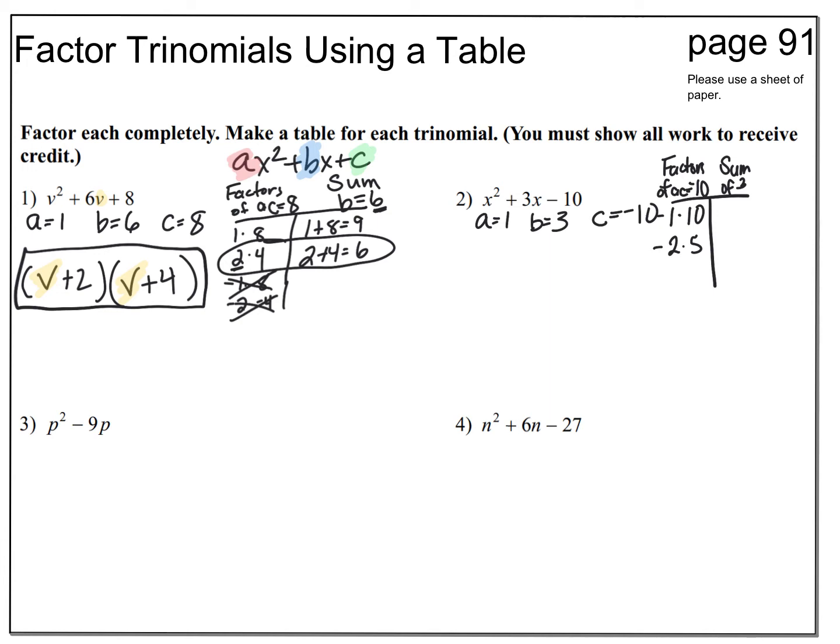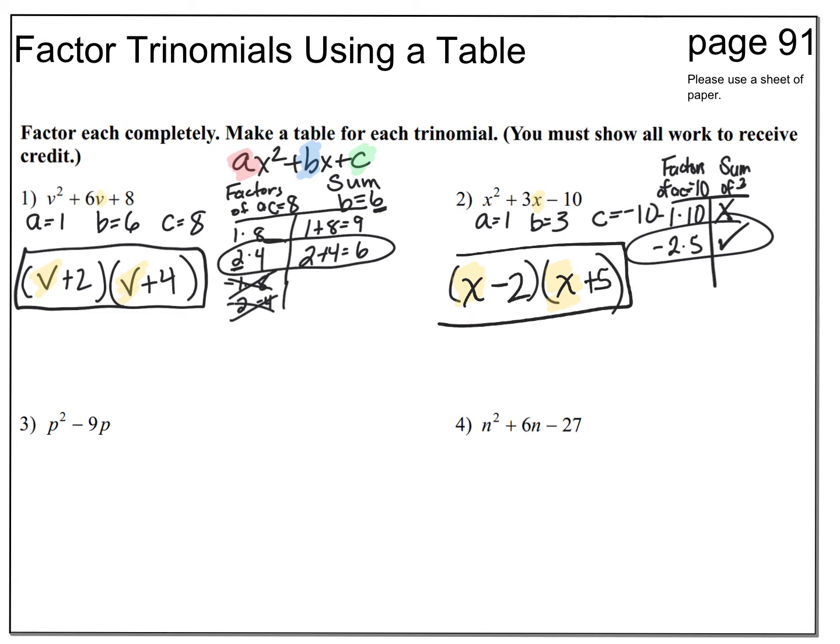Negative 1 plus 10, is that going to give me 3? No. So you can just put an X. You don't have to write it out the way I did on the first one. Negative 2 plus 5, is that going to give me 3? Yes. So that's my pair that works. I always circle the pair that works. Put your two empty binomials. You're going to put your middle variable in the first spot, always. So X and X. And then that's a minus 2 and a plus 5. So it's sort of a shortcut, but I do expect to see what you see there.